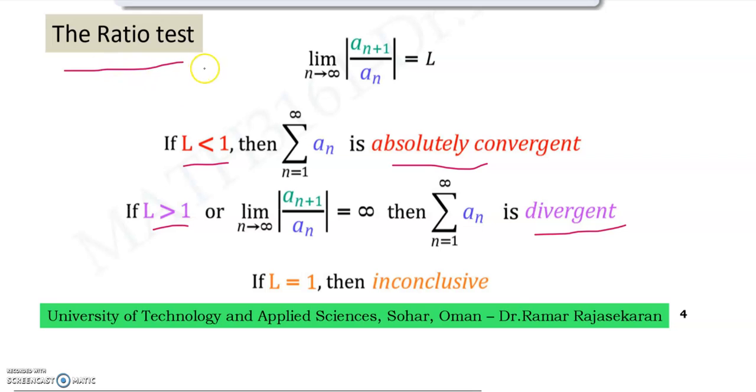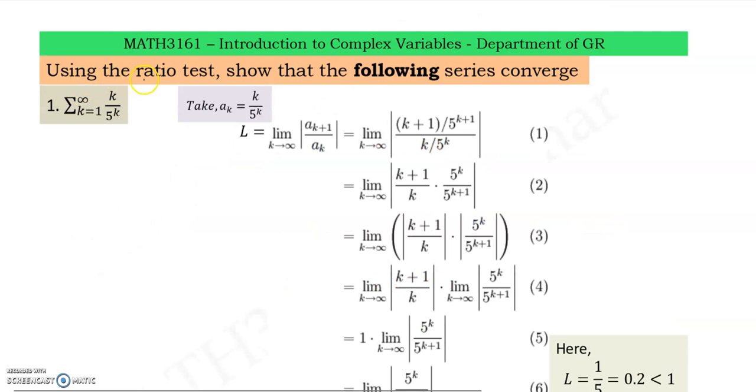That is the ratio test. Now we will see a few problems on how to check whether the given series is convergent or not through the ratio test. Using the ratio test, show that the following series converge. So we have to prove that the given series converge by using the ratio test.